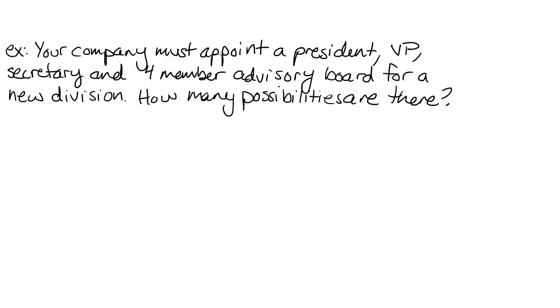One more example. Your same company has to appoint a president, a vice president, and a secretary, as well as a 4-member advisory board for a new division. How many possibilities are there? So this problem is a little bit more complicated because 3 of the people that we're picking have individual jobs, but then we're also picking a 4-member advisory board. So I want to think of these as 2 different groups. So the 4-member advisory board, in this case we're just selecting 4 people, and the order doesn't make a difference. So this is going to be a combination.